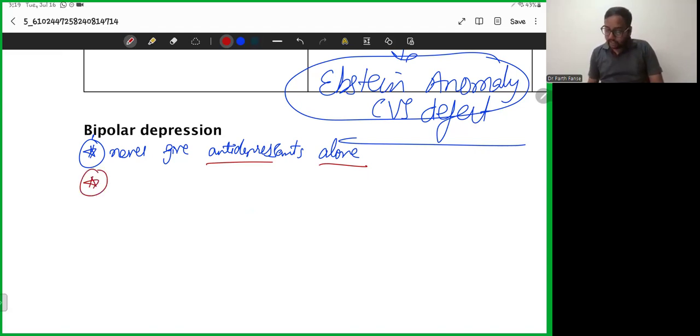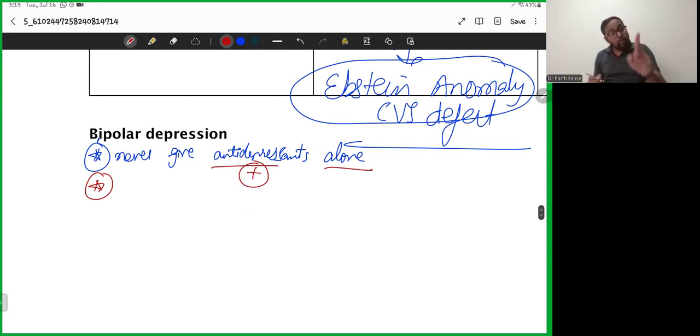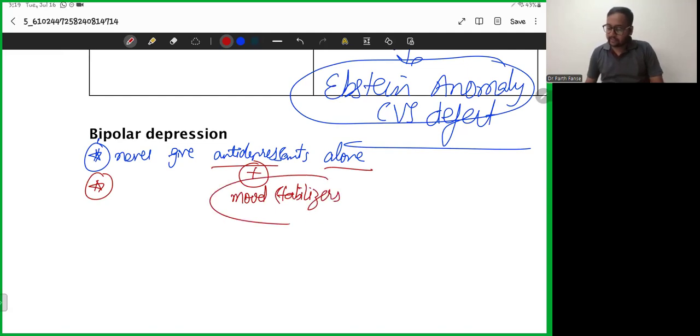So, what should we give along with the antidepressants? Mood stabilizers. Absolutely. We should give mood stabilizers. Okay, fine enough.